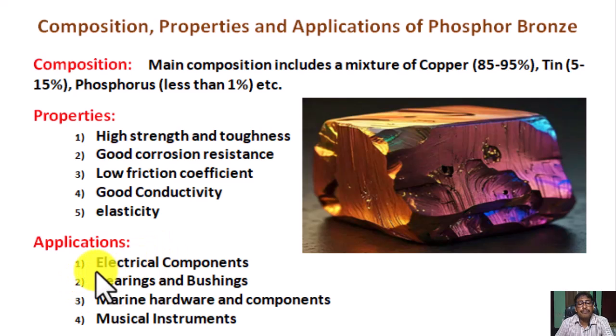Number 1, electrical component. That means electrical connector, switch contact and spring, due to excellent conductivity and durability. Number 2, bearing and bushing. Due to low friction and wear resistance, it is ideal for bearings and bushings. Number 3, marine hardware and component, because corrosion resistance makes it suitable for marine application.